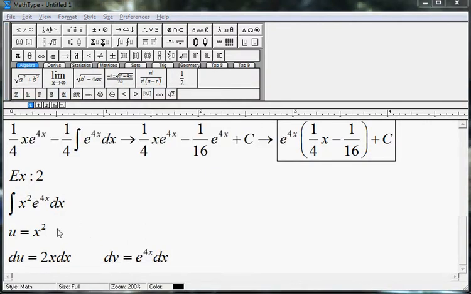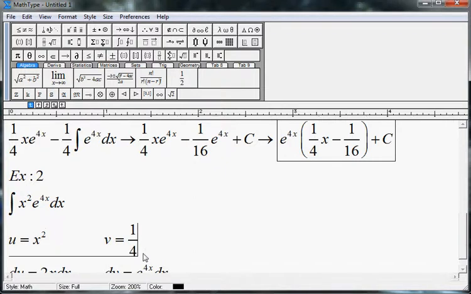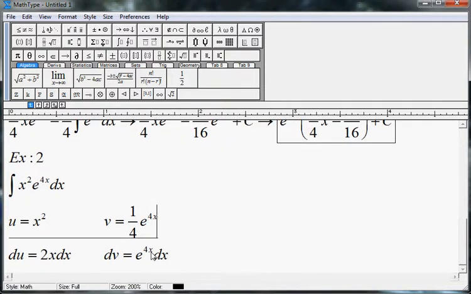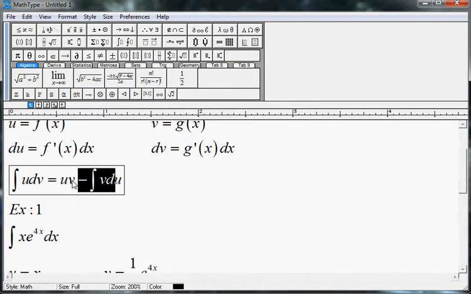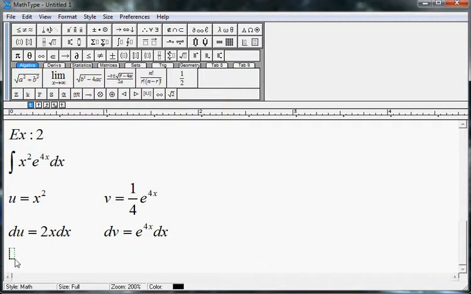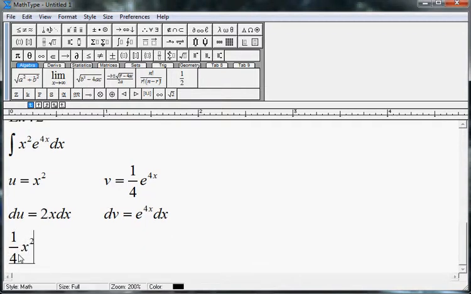Now that we have our dv, we can find our v by integrating both sides, and we get 1/4 e to the 4x, and that's it. Now we just use the formula, this one up here, which you've hopefully written down: u times v, which is 1/4 x squared e to the 4x, minus the integral of v du. So I'm just multiplying v du, and it's x e to the 4x dx, and of course 2/4 simplifies to 1/2. So this is what we have. This is our first part of the integration by parts.